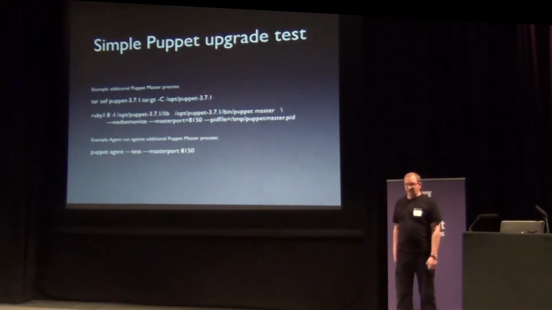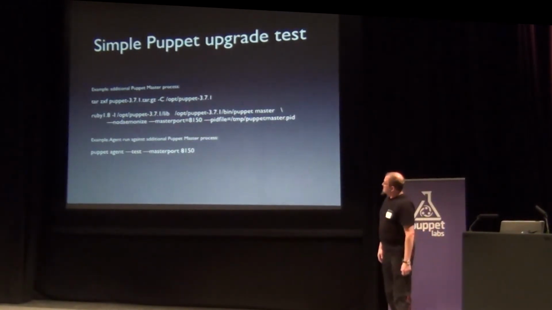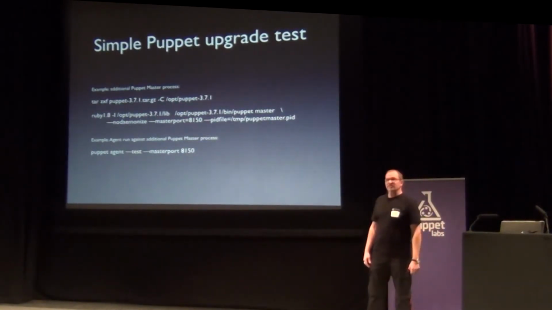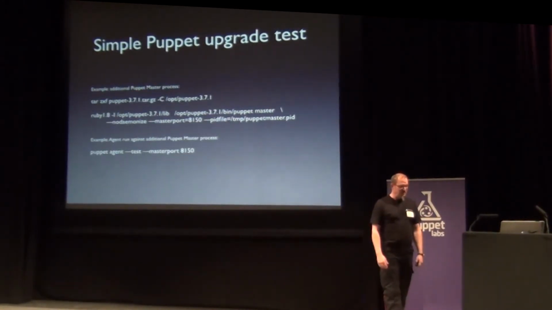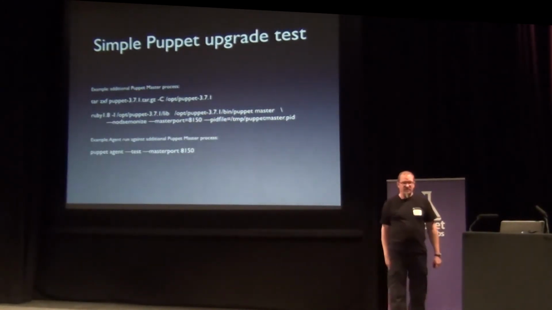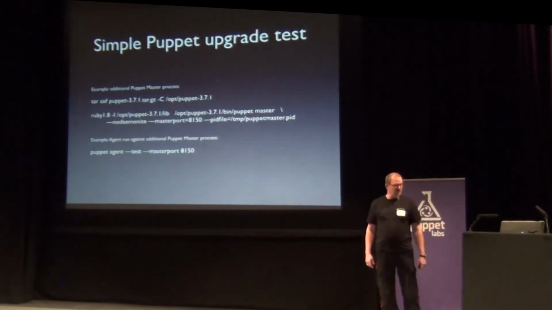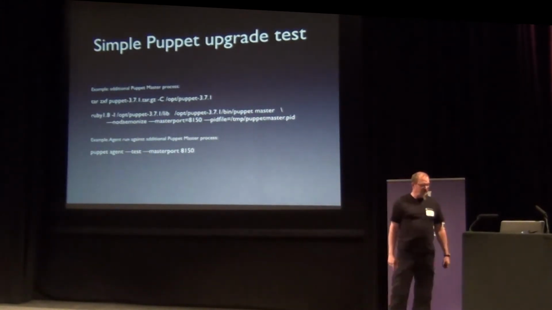So, a short example regarding the steps. Very small, I hope that one can read it from upstairs. Slides will be online afterwards, better readable. So, I'm extracting Puppet 3.7.1 into another directory, somewhere into opt.